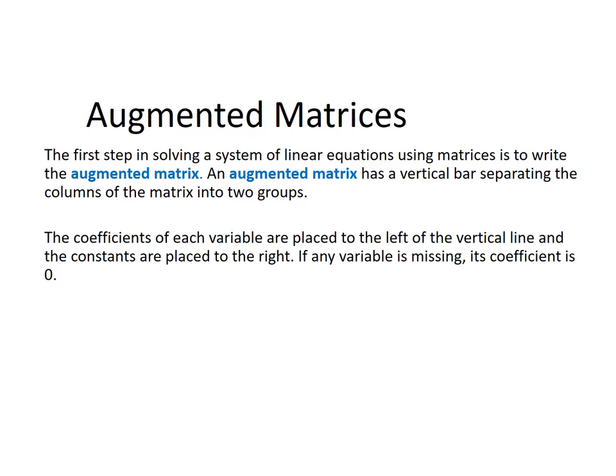Augmented matrices. The first step in solving a system of linear equations using matrices is to write the augmented matrix. An augmented matrix has a vertical bar separating the columns of the matrix into two groups. The coefficients of each variable are placed to the left of the vertical line, and the constants are placed to the right. If any variable is missing, its coefficient is 0.